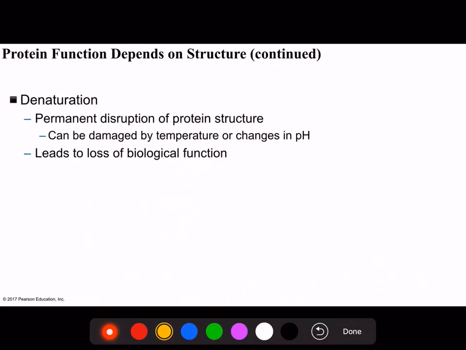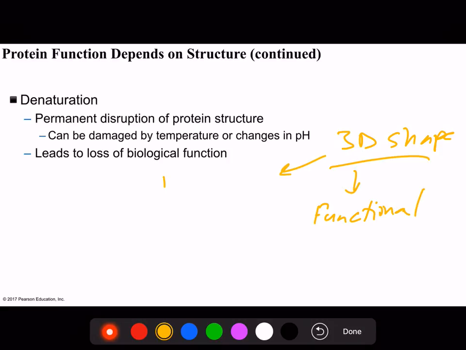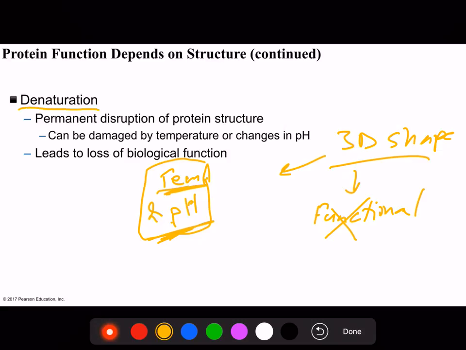Now, the proteins, when they are formed, will have a 3D shape that makes them functional. This 3D shape depends on temperature and pH. So any changes in temperature or pH will make it non-functional. And that's why it's extremely important to maintain the temperature and the pH. If the temperature or pH changed, that will change the 3D shape of the protein, and that is something called denaturation. Denaturation will lead to loss of biological function.